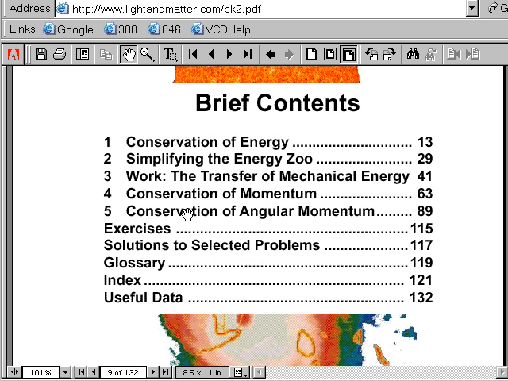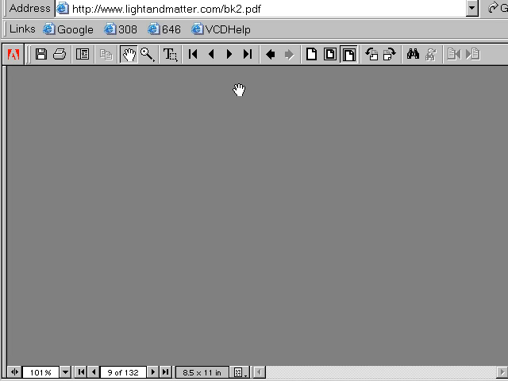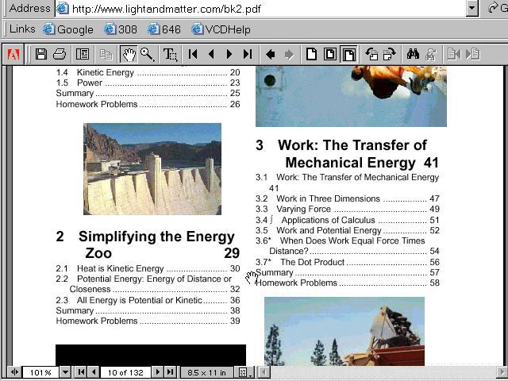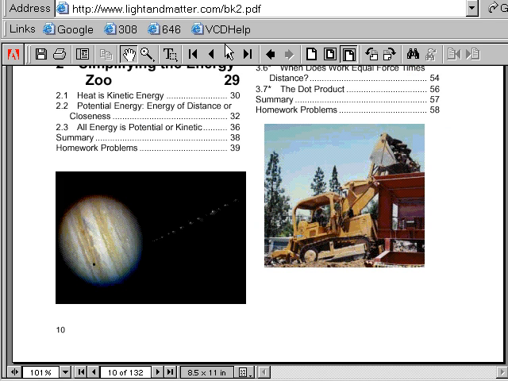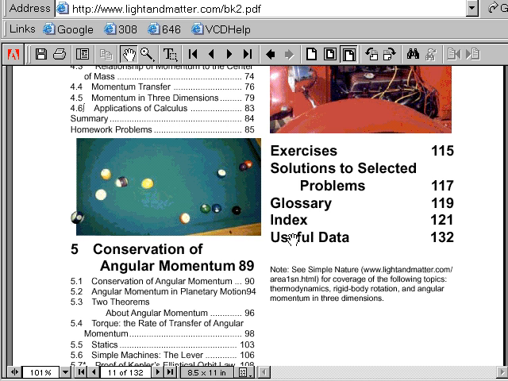So conservation of energy, momentum, angular momentum, they have exercises, information, data, etc. So you can actually go through here. And I like it because of the PDF format, you can download these. It's really nicely illustrated. Some cool looking pictures here. So we're not going to discuss anything more about this.